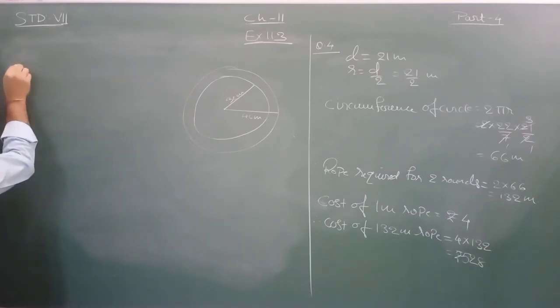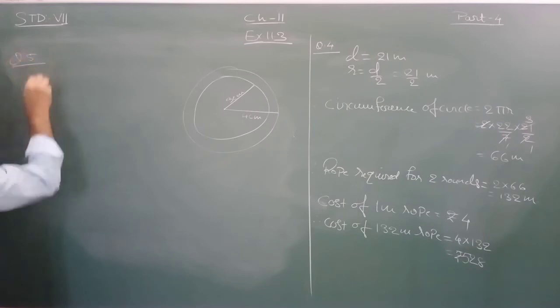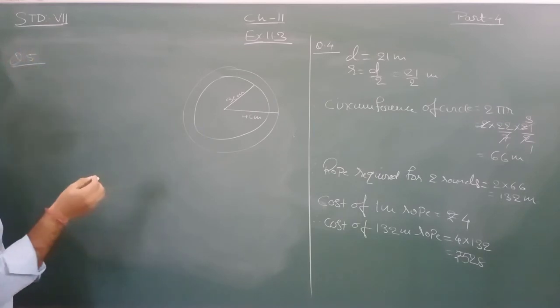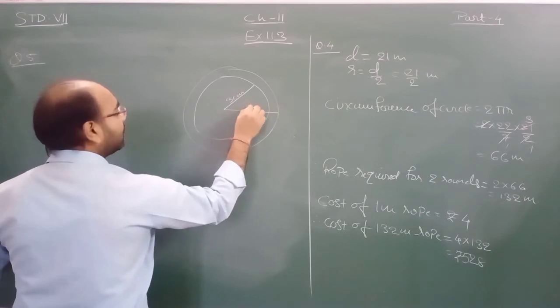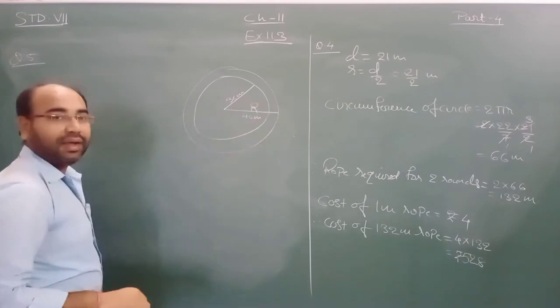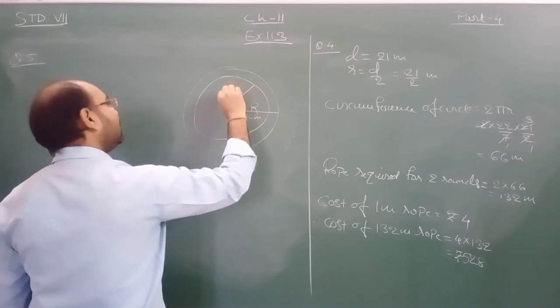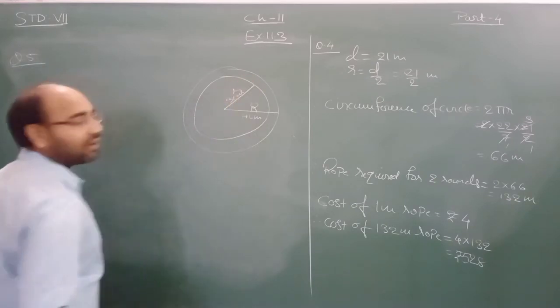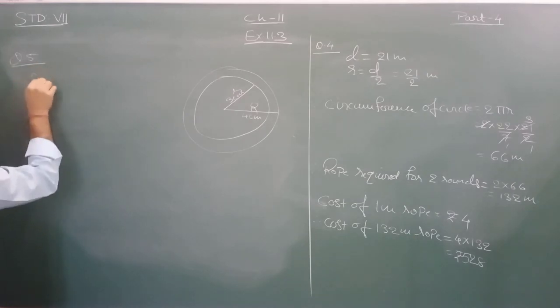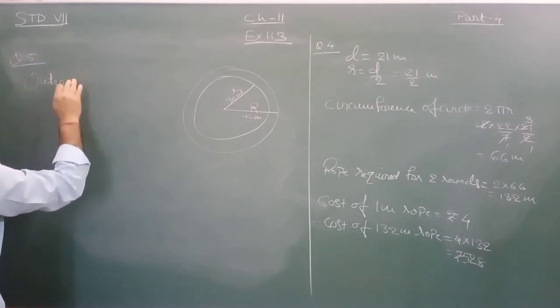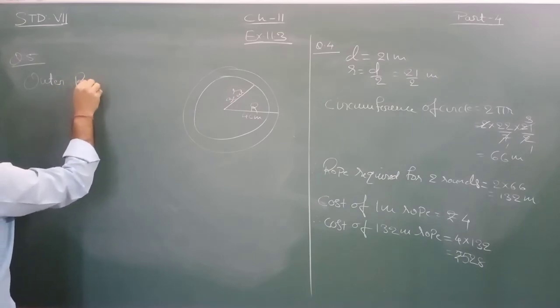So first, question number 5. We can say we will take this 4 centimeter as capital R, and this small circle as small r. Okay, so that we will take. So what do we consider it? Outer radius.